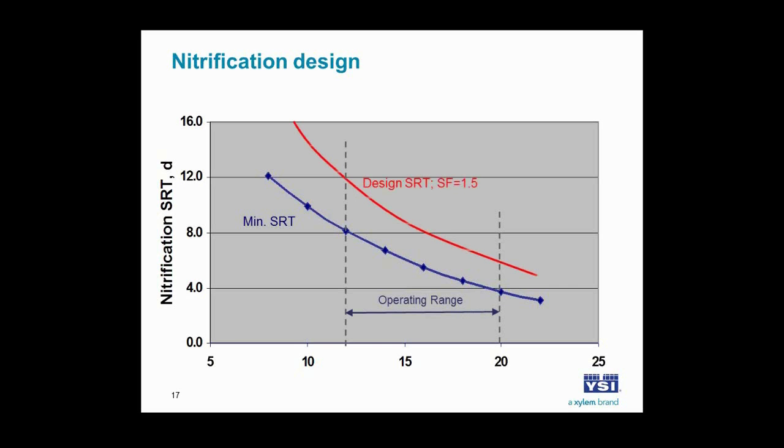Of course, that being the minimum SRT, we want to make sure we give ourselves a safety factor. So a design could be based on a safety factor, for example, of 1.5. And so we would be able to control nitrification by maintaining our SRT between 6 days at 20 degrees Celsius and 12 days at 12 degrees Celsius.